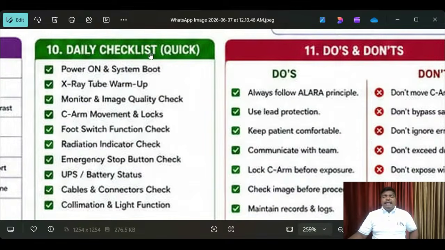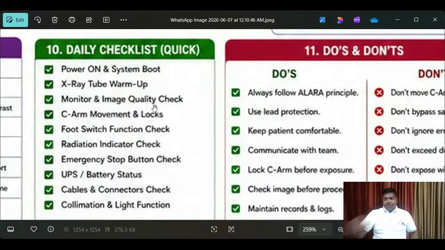And the daily checklist, see here, quick. Immediately check what the checklist purpose is: power, system boot. For example, if it is not working, immediately check these points. First of all, focus on this. Okay, if you do not have any idea, don't go away from there, don't come out from there. As a biomedical engineer, you have to be responsible. If you don't know, you still have to respond, and you have to communicate with your seniors. At the end of the day, you have to give proper information relevant to your issue.